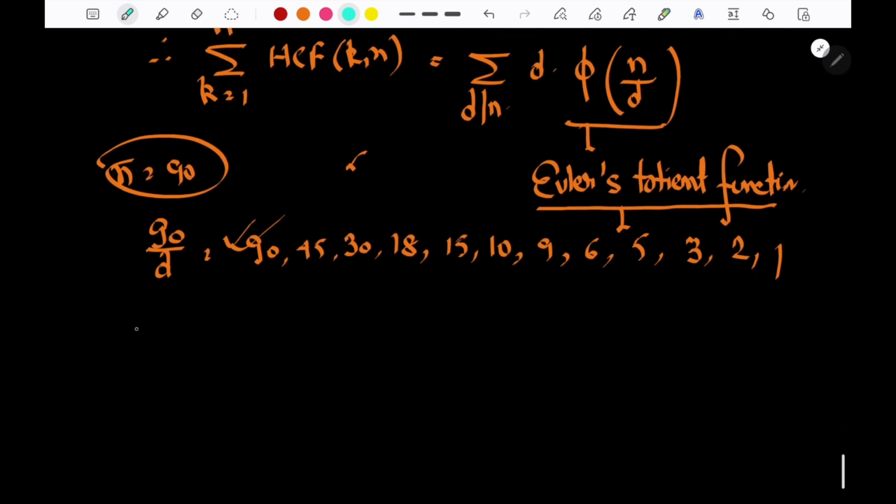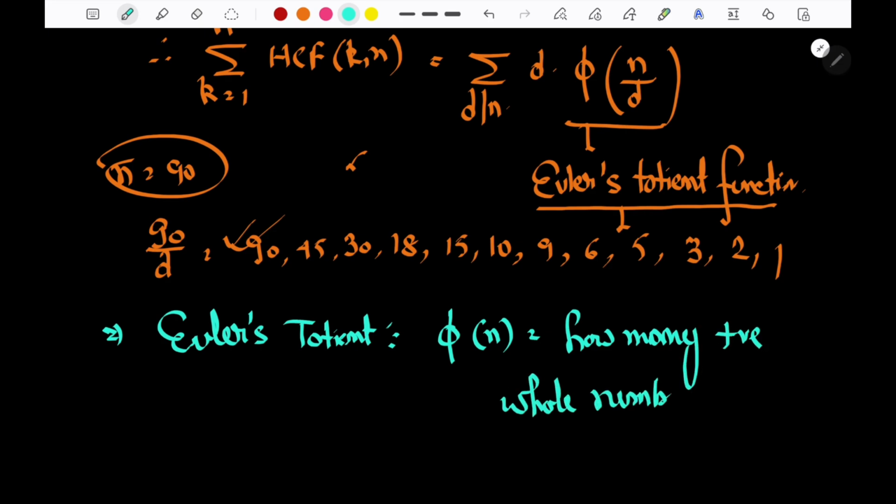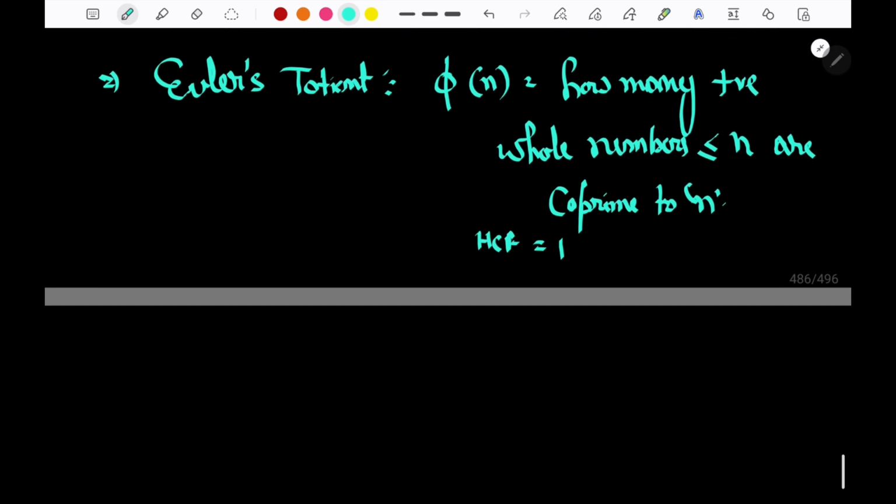Why Euler's quotient? Now, I will take some special classes for Euler's quotient individually, but think of it this way: how to approach it systematically. Phi of n means how many positive whole numbers less than or equal to n are co-prime to n. That is the meaning of phi of n. Co-prime means HCF is equal to 1. It means they don't share any prime factors.